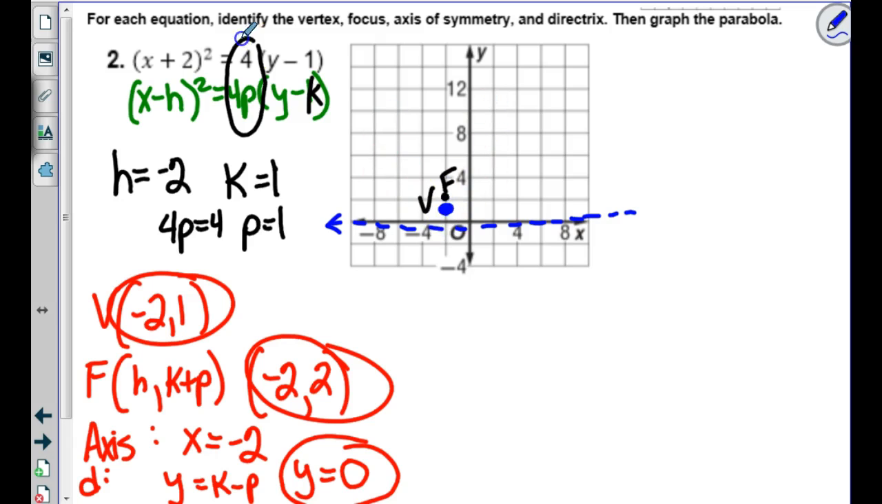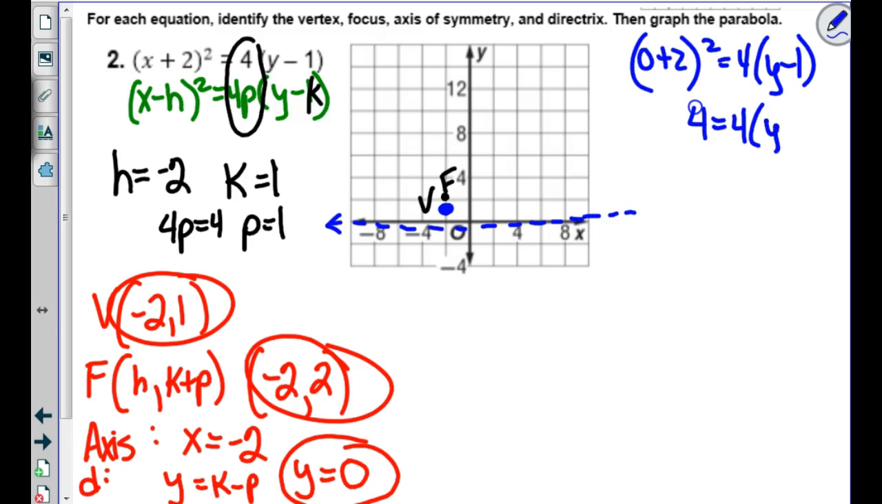Okay, what's the squared quantity? The x. So I need to pick an x number. What do you want to pick? You put x equals 0, so we're going to figure out the y-intercept by putting in a 0. 0 plus 2 squared equals 4 times y minus 1. Okay, what happens? 0 plus 2, 2 squared is 4.